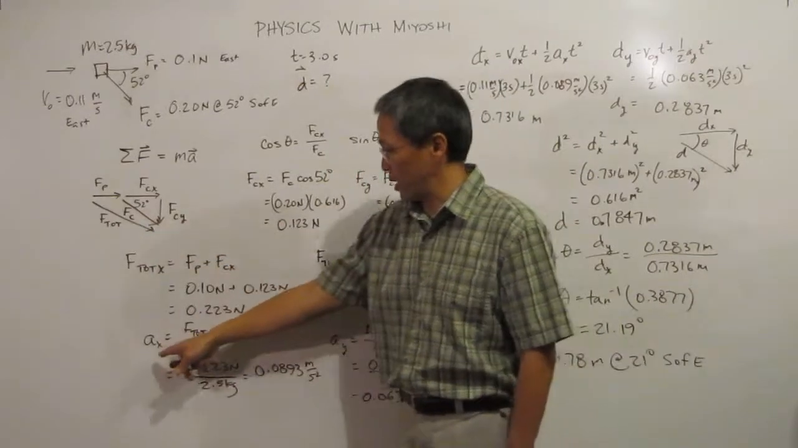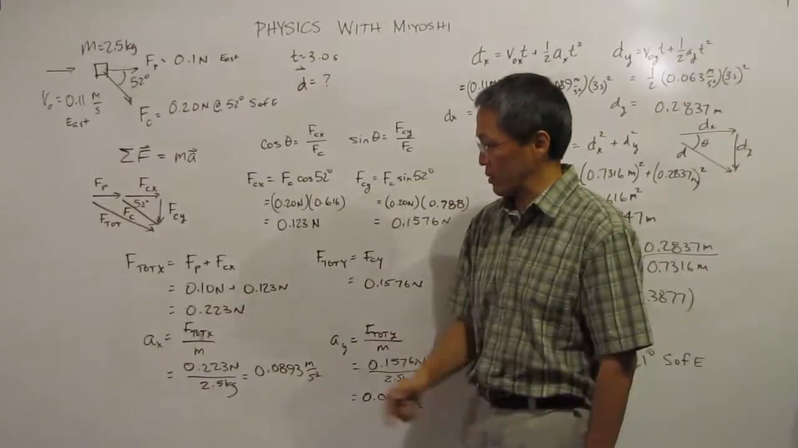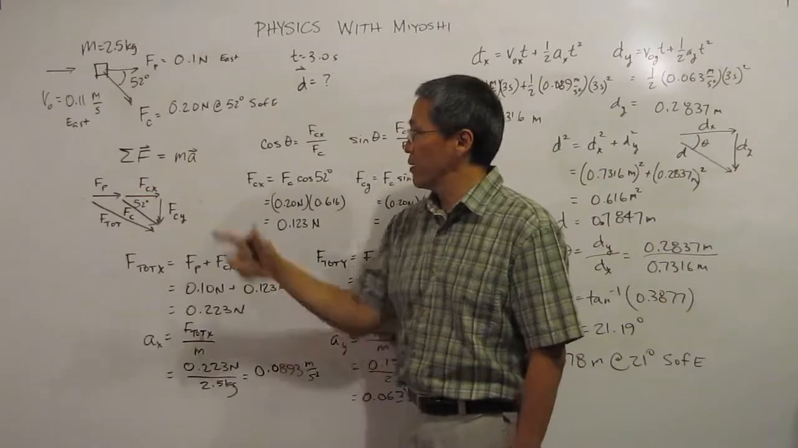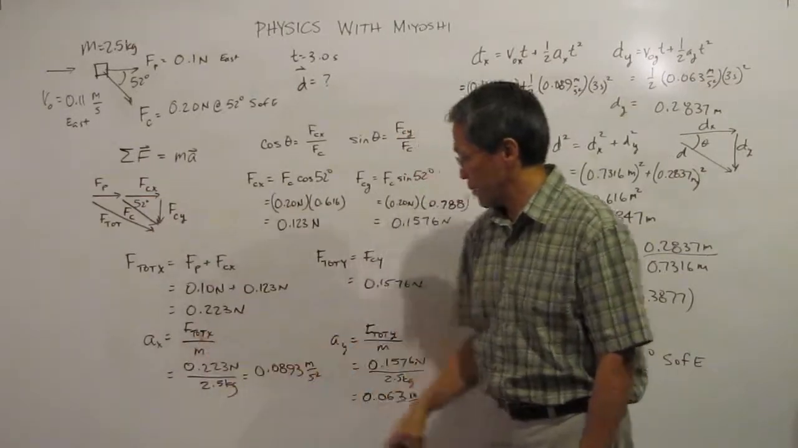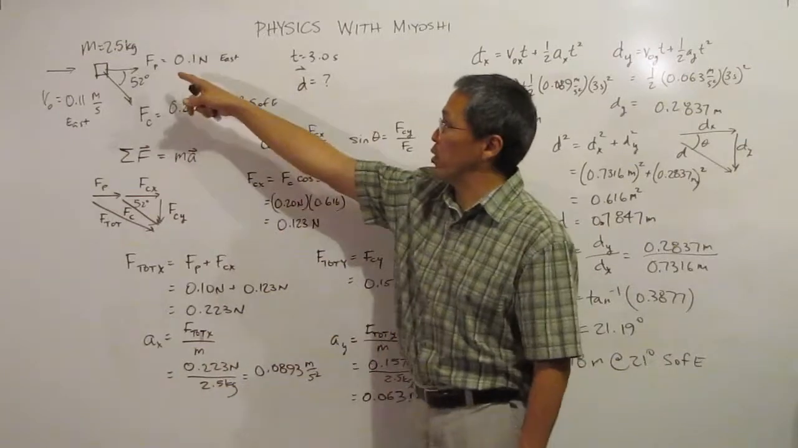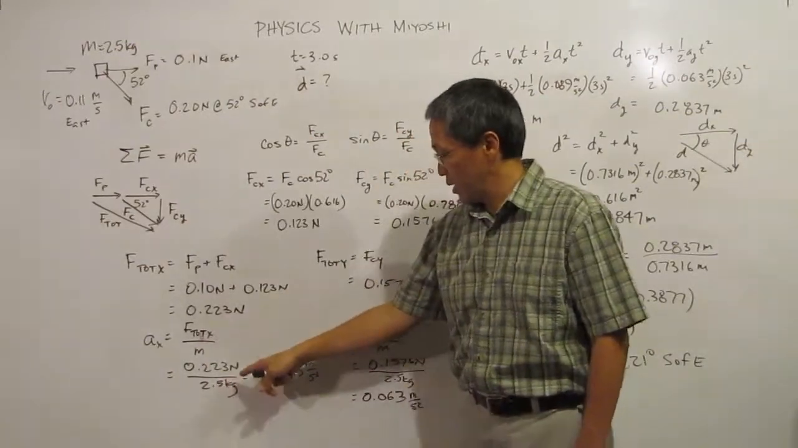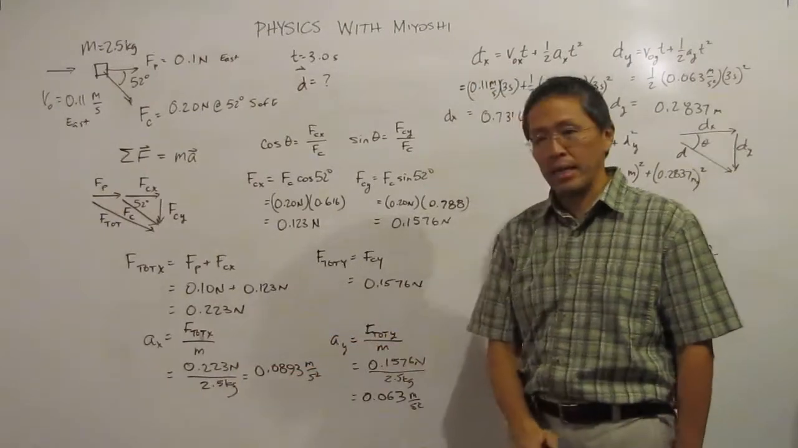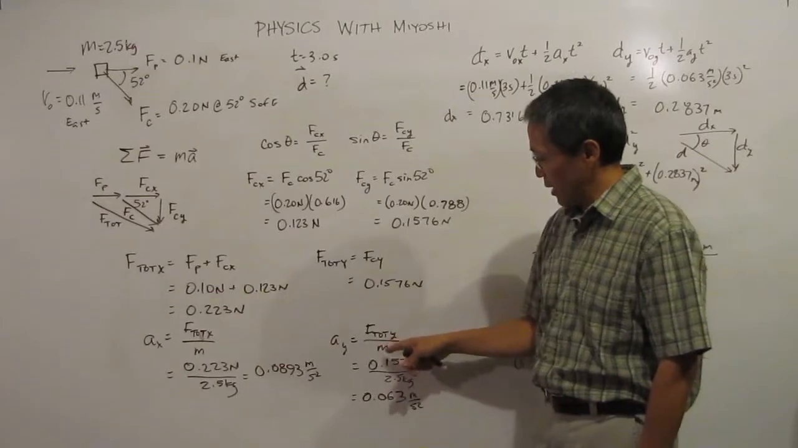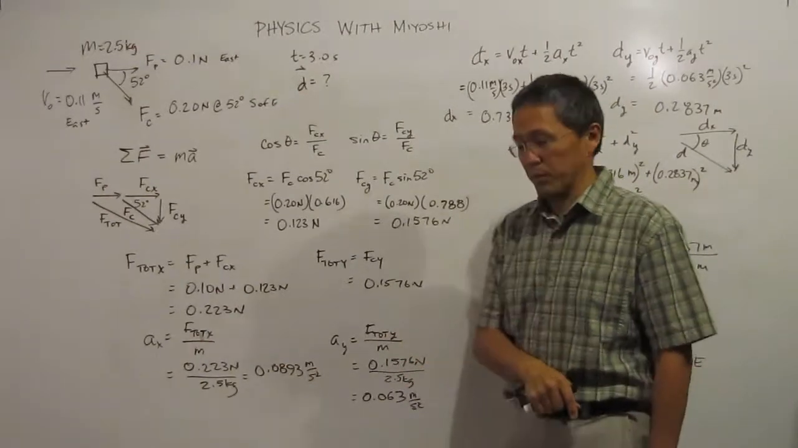And that way we can find the acceleration in the x direction and the acceleration in the y direction. And we do that simply by applying Newton's second law in both the x direction and the y direction. So we'll take our force divided by our mass, which we know as 2.5 from our givens, and we end up getting 0.0893 meters per second squared, and in the y direction we end up getting 0.063 meters per second squared.